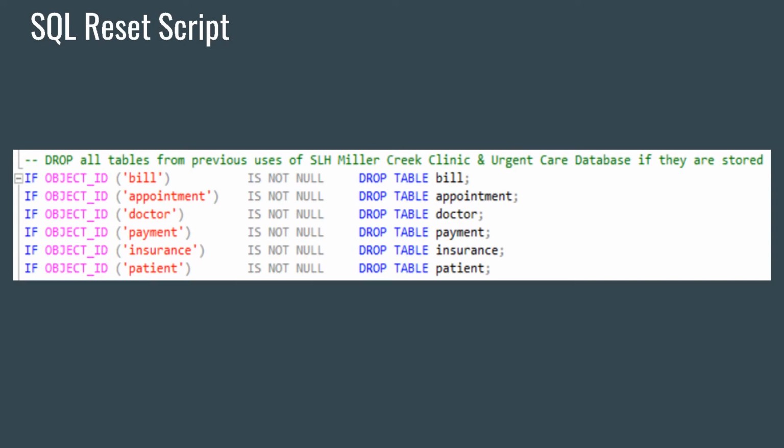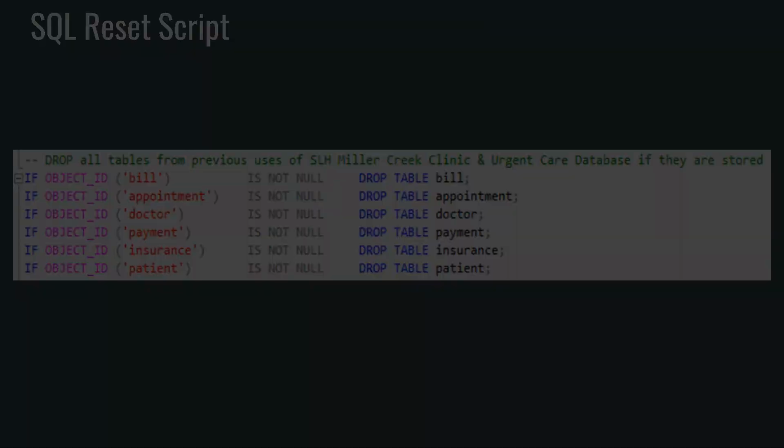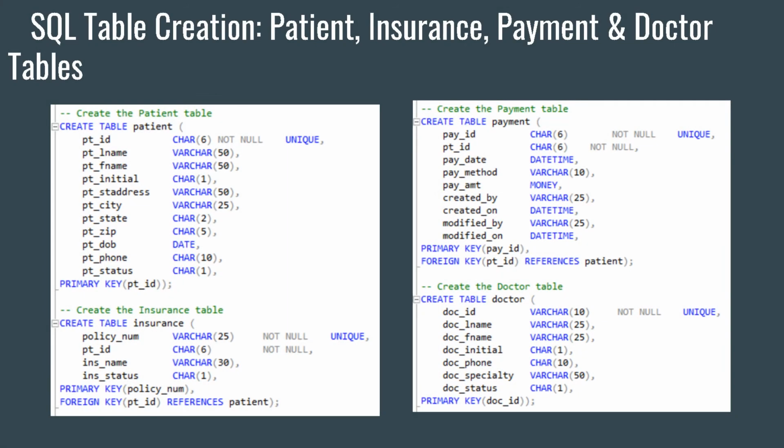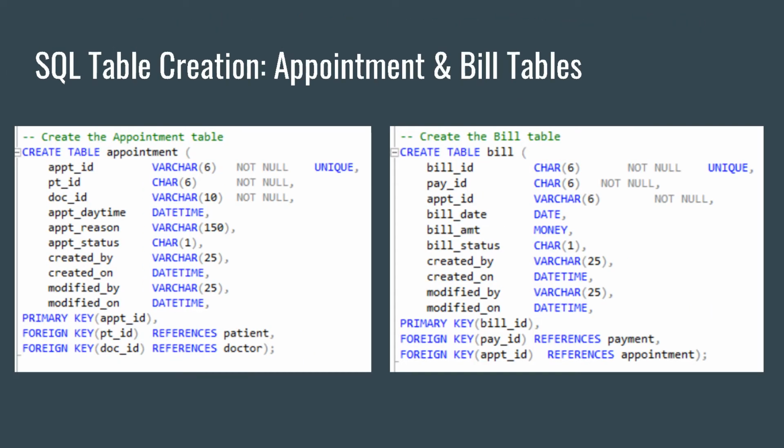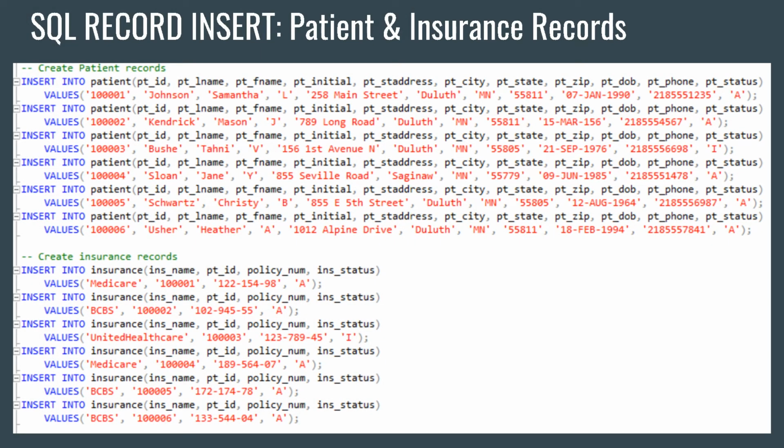This is the reset script I wrote for my database. It goes in order from bill to appointment, doctor, payment, insurance, and patient. Next few slides, you will see my SQL table creation for the patient, insurance, payment, doctor, appointment, and bill tables. Next few slides, you will see my SQL record inserts for the patient, insurance, doctor, payment, appointment, and bill records.